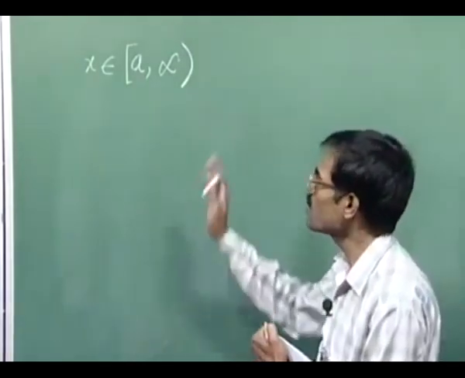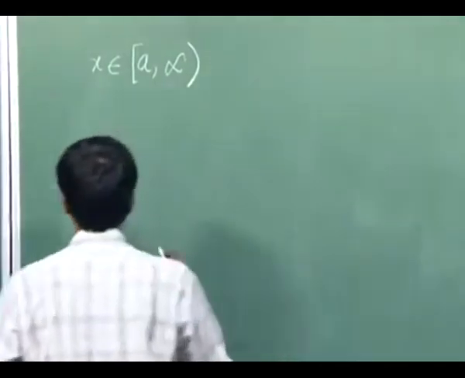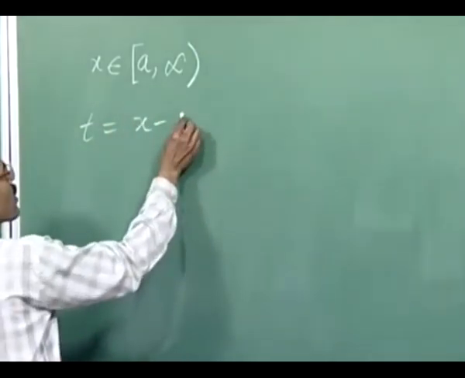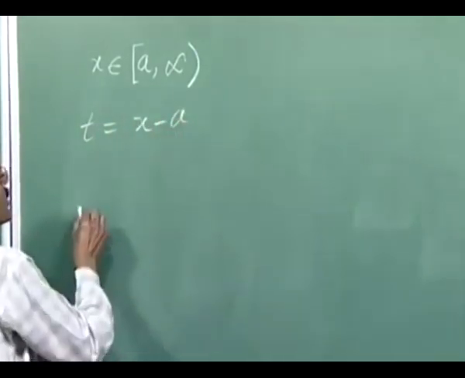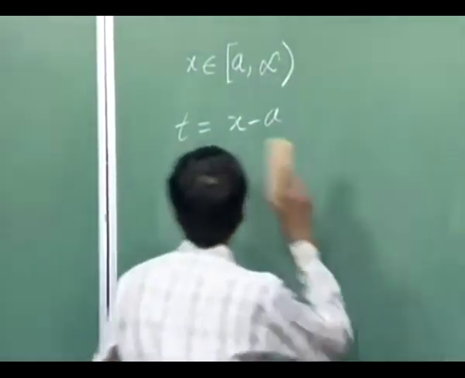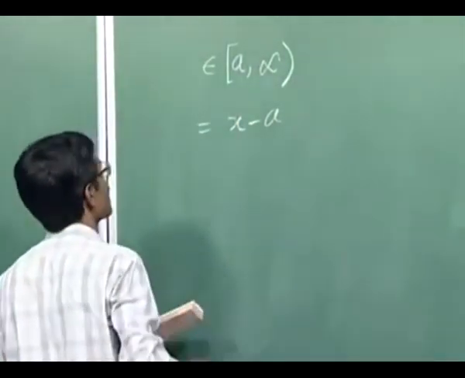Okay. One issue is very clear, that if you use the rescaling which is like this, then over t, let us call this variable as t.